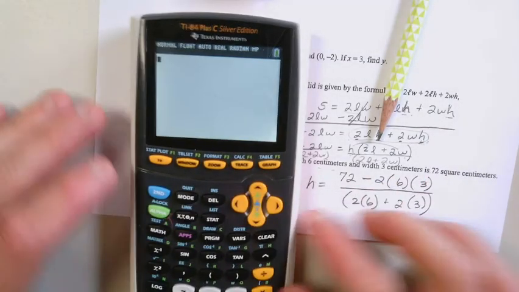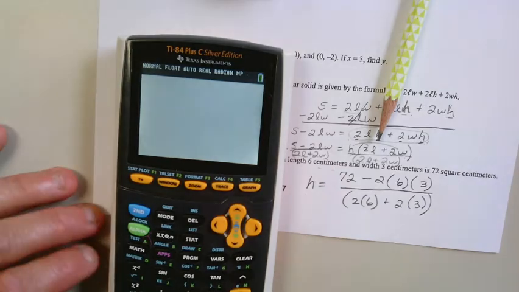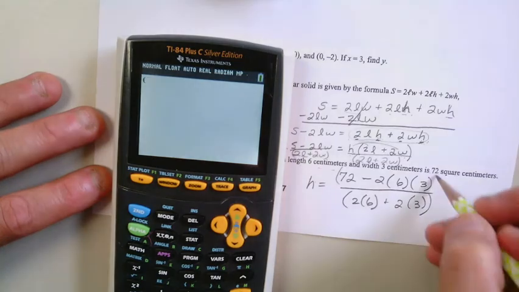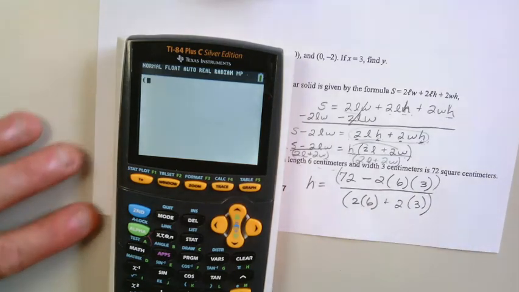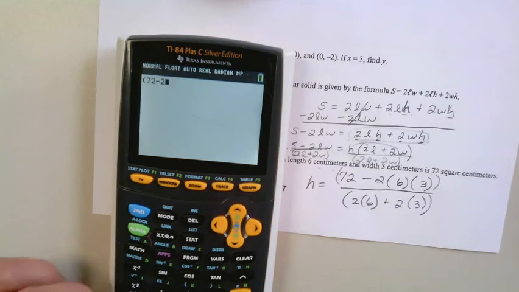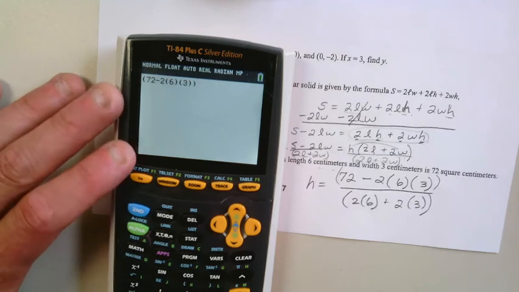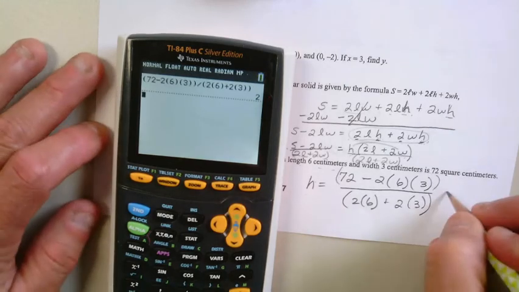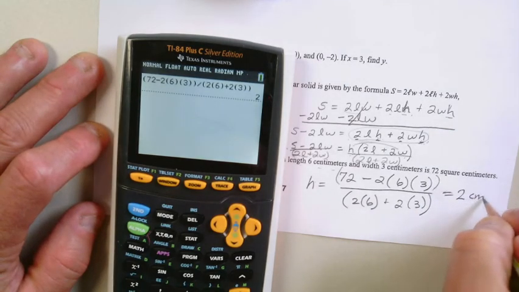Here's what I want you to see. If I'm going to plug this into my calculator, I'm going to do it this way. I want to group my entire numerator together, so I make sure that we're dividing all of this by all of this. So I'm going to take 72 minus 2 times 6 times 3, and then I'm going to divide by 2 times 6 plus 2 times 3. And the height is going to be 2 centimeters.